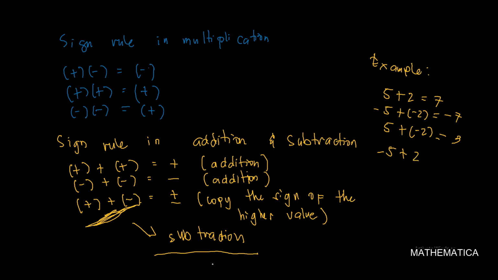So, again, ang ating magiging operation pa rin ay subtraction. So, we have to minus. So, 5 minus 2 ay 3. Pero sabi rin natin, base sa ating sign rule, we have to copy the sign of the higher value. So, ano ba mas mataas, si negative o si positive? Si negative. So, ang magiging sagot natin dito ay negative 3. So, yun yung sign rule naman natin pagdating kay addition and subtraction.